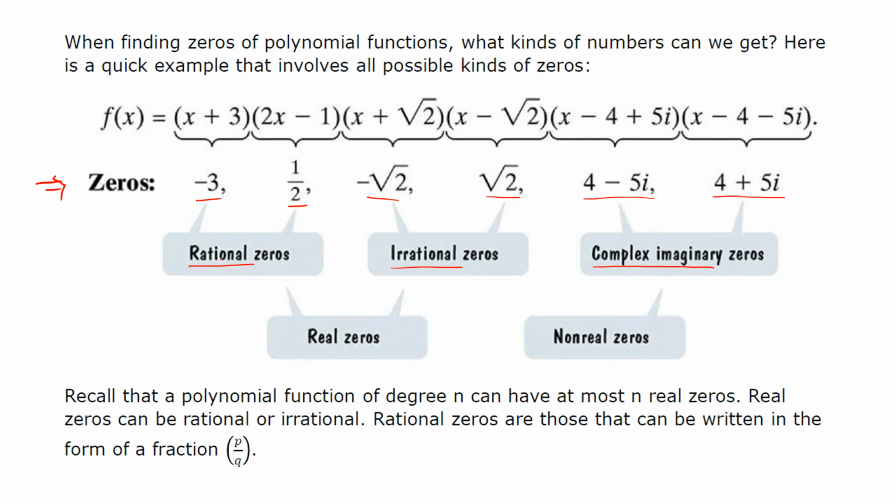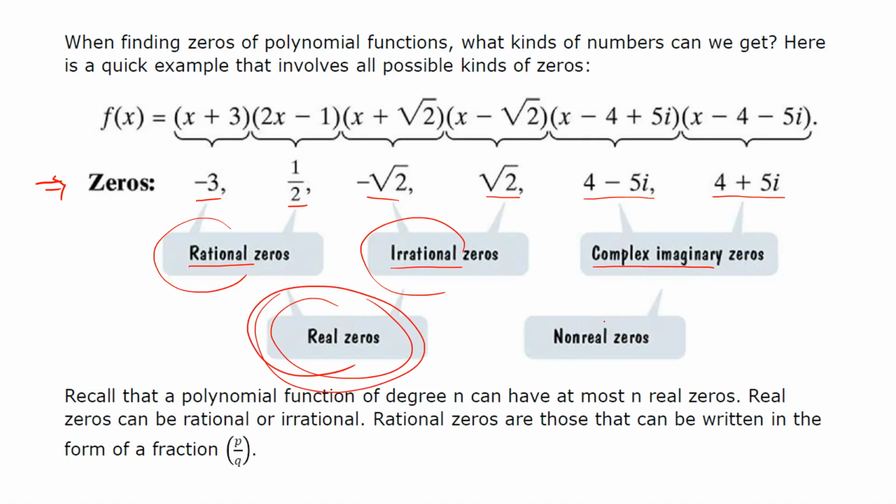Now, rational zeros and irrational zeros represent the real zeros of f of x, whereas our complex imaginary zeros represent non-real zeros. And that's because they contain the symbol i. Recall that a polynomial function of degree n can have at most n real zeros. Real zeros can be rational or irrational. Rational zeros are those that can be written in the form of a fraction p divided by q.